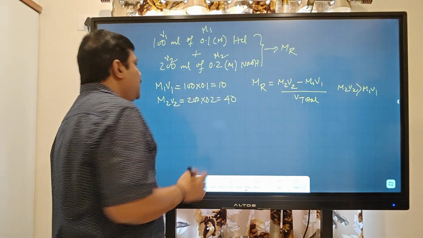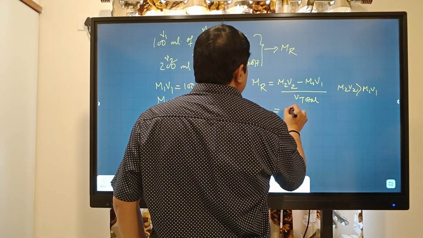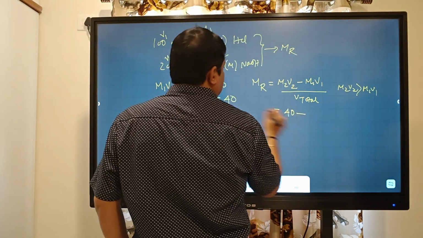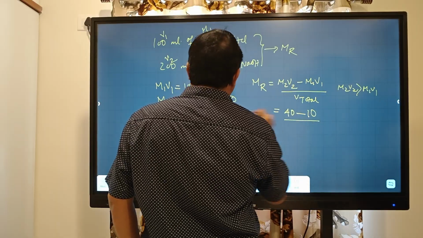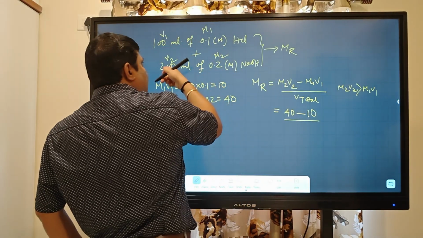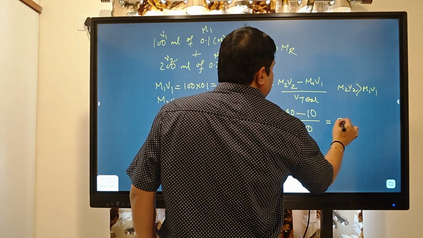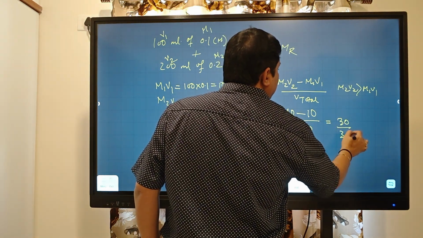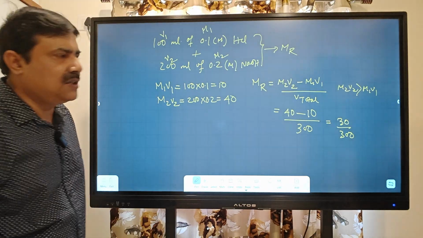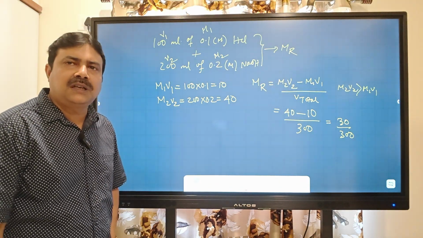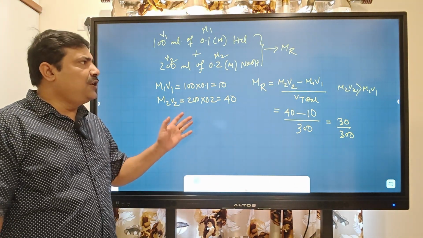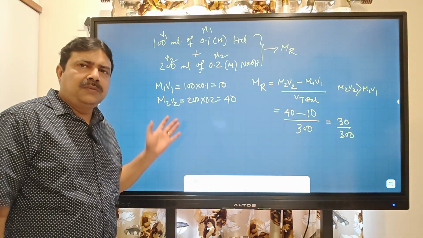So M2V2, which is 40, minus 10, divided by the total volume of the solution, which is 100 plus 200, which is 300. So it is 30 by 300. You can do this calculation, my dear. Yes or no? Further simplifications you can do. Now I have shown you reacting and non-reacting, both cases.